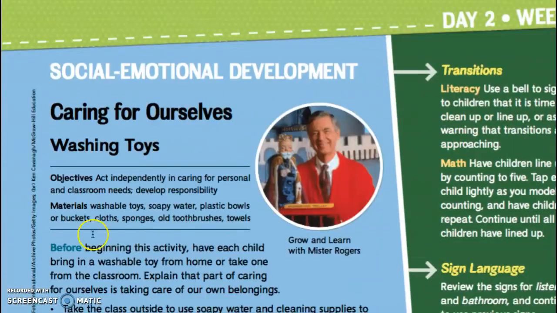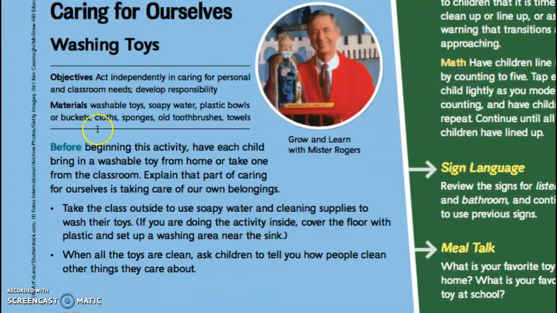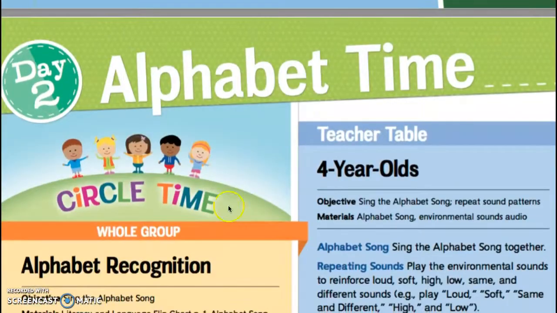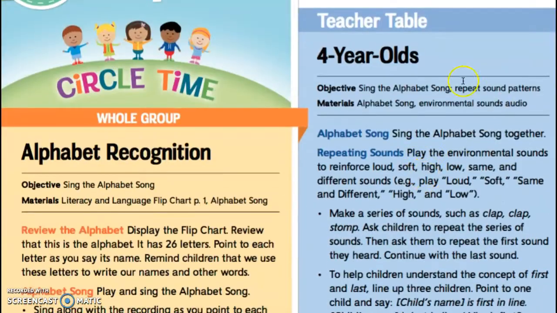Very next page, A3, here's social and emotional development. Boom. And then the very next page is the alphabet time teacher table. Here's your activity.